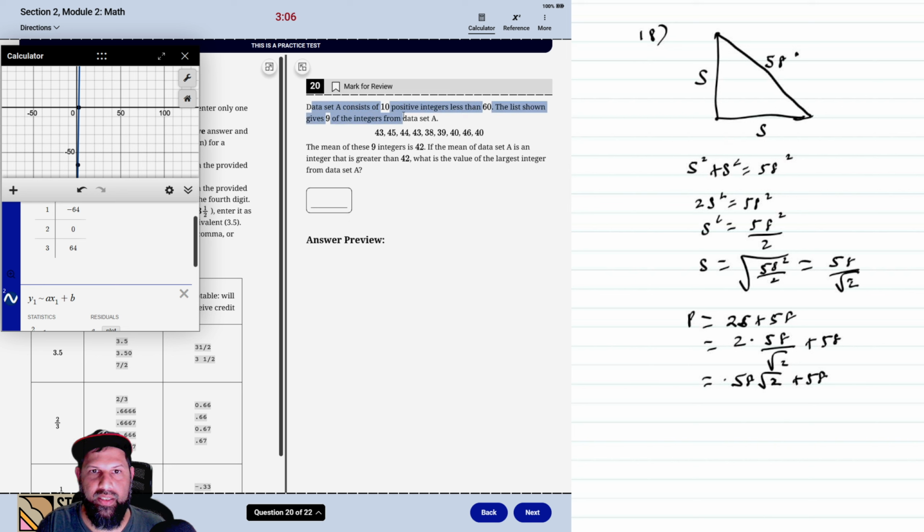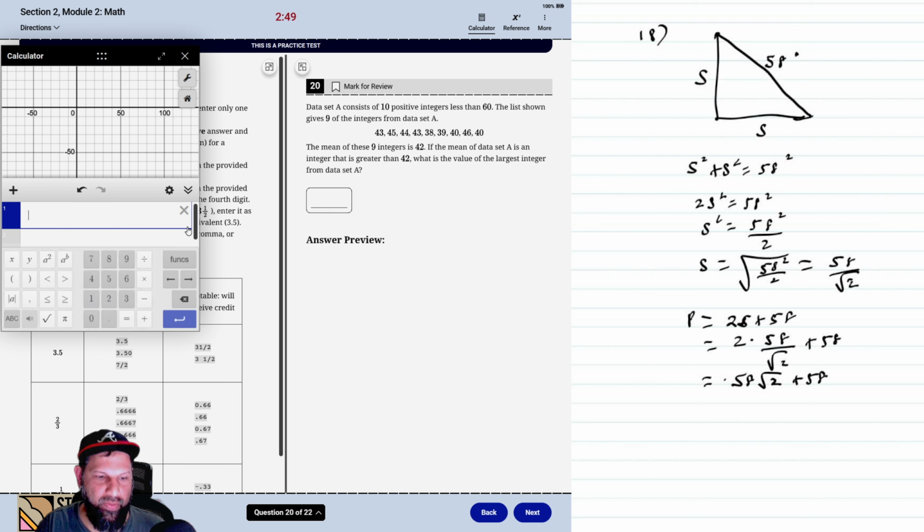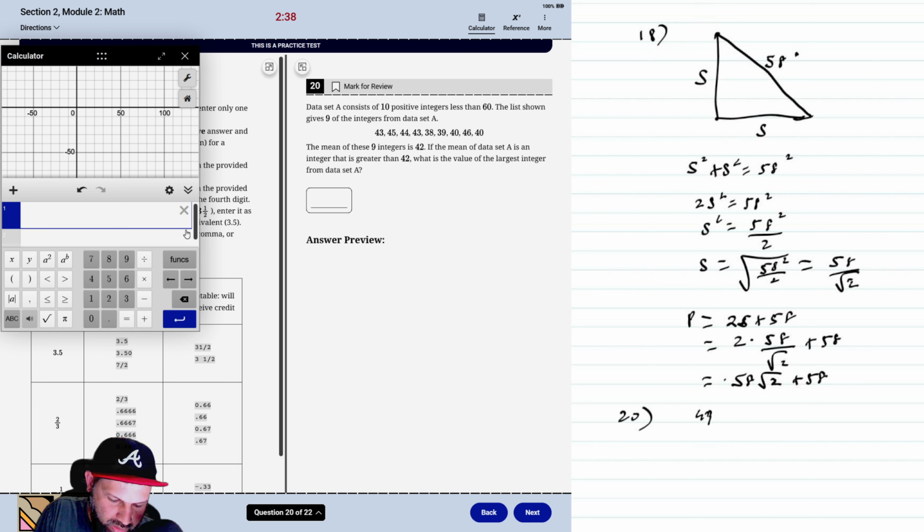We're given a data set that consists of 10 positive integers less than 60. The list shown has 9 integers, and the mean of the 9 integers is 42. If the mean of the data set is an integer greater than 42, another integer greater than 42 is, let's say, 43. Okay, so for the 10 integers, the mean is 43. So 43 times 10 is going to be 430.